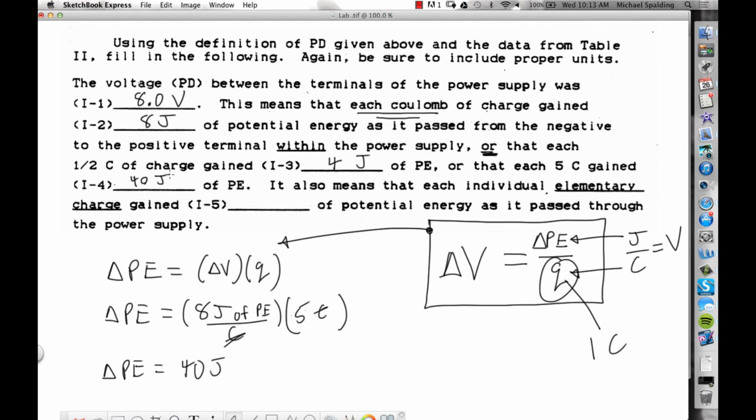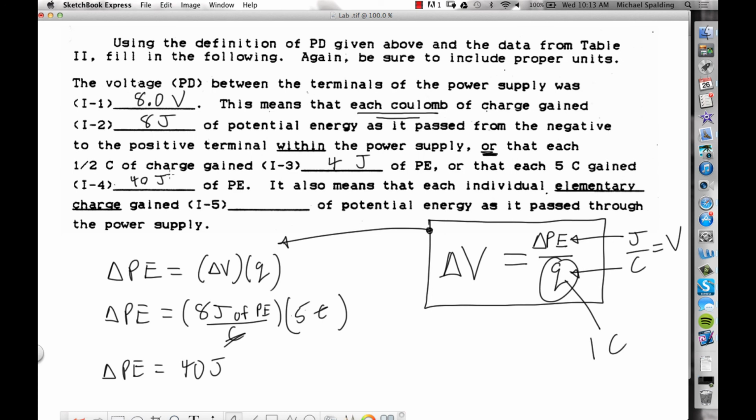It also means that each individual elementary charge. What is an elementary charge? Elementary meaning basic. What's the building block of all charge? The proton and the electron. So it's talking about an elementary charge moving through the circuit. So it also means that each individual elementary charge gained how much potential energy.